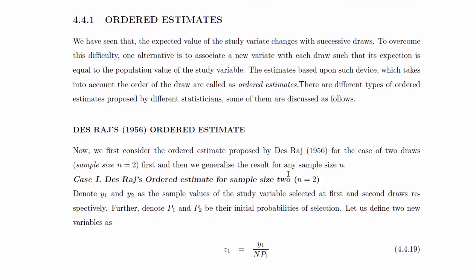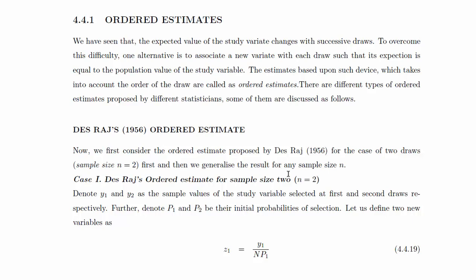Now here in the without replacement sampling scheme, the probability of selecting any particular unit depends upon the draw in which it is selected. That means the probability of selecting any unit is dependent upon the number of draws available to that unit.